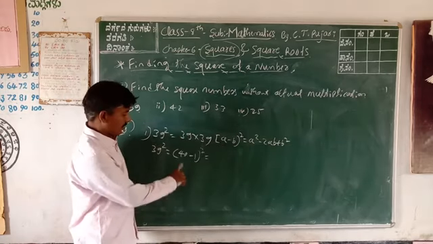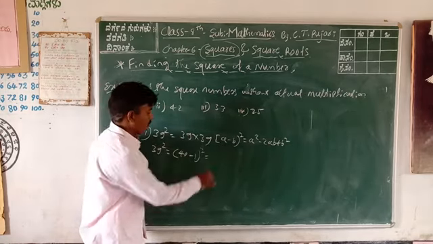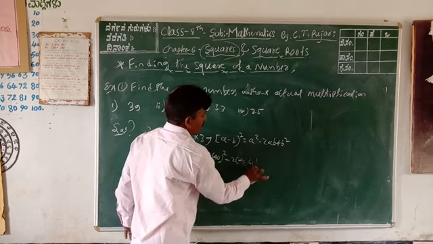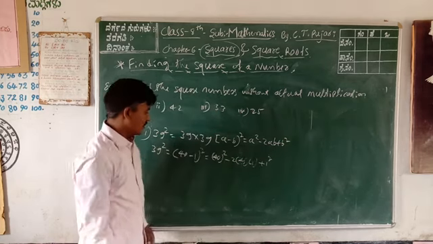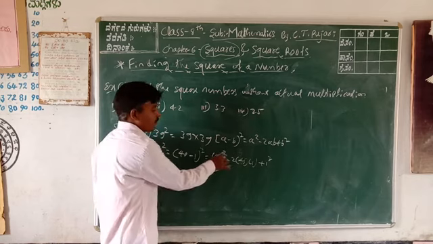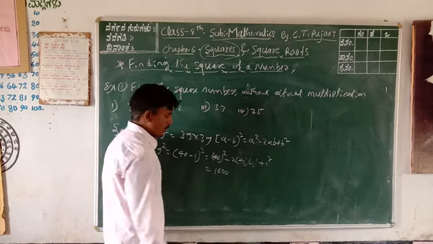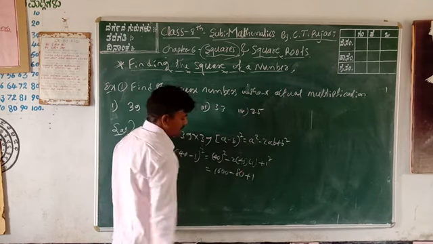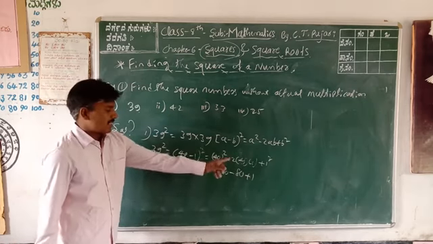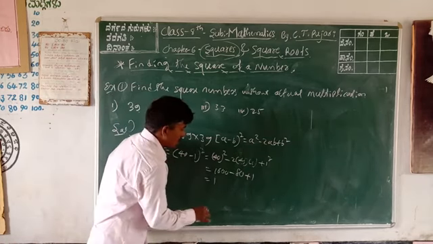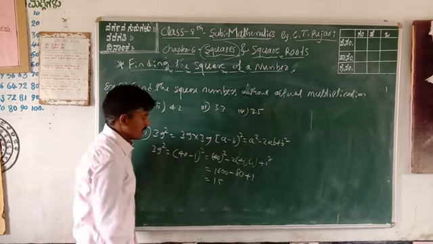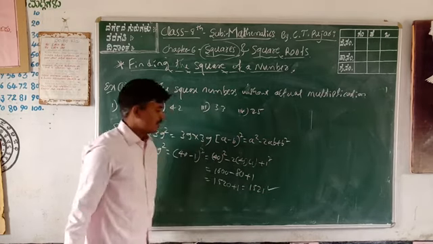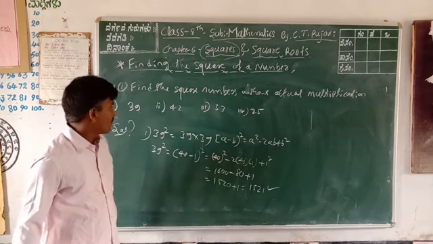Apply this formula. Here a is 40, b is 1. Therefore, 40 whole square minus 2 into 40 into 1 plus 1 square. 40 square: 4 fours are 16, so 1600, minus 40 into 2 is 80, plus 1. 1600 minus 80 is 1520, plus 1, therefore 1521 is the square number. 1521 is the square of 39.